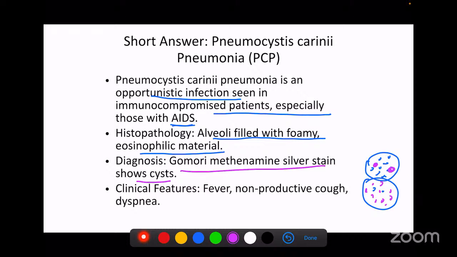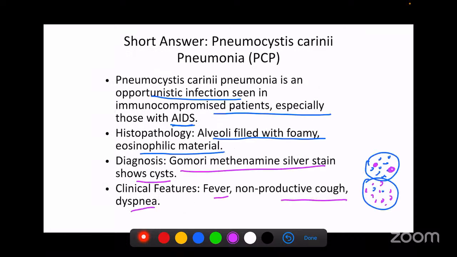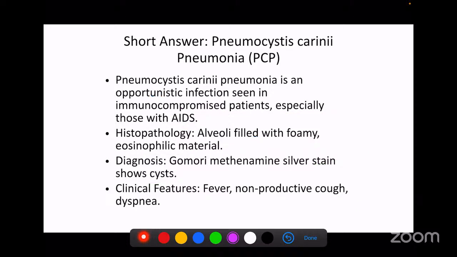So what are the symptoms? Fever, non-productive cough, and dyspnea. These are important symptoms which you have to remember. Remember, they are seen in AIDS patients. That is most important, and also foamy eosinophilic material is present, and very important, Gomori methenamine silver stain can be used to highlight cysts of pneumocystis carinii pneumonia.